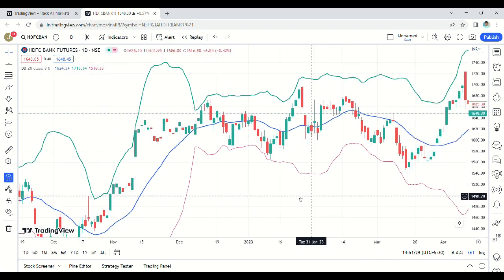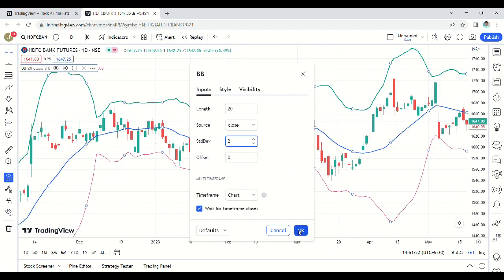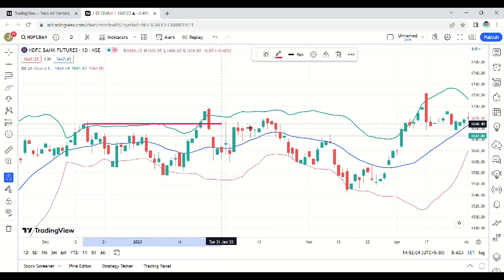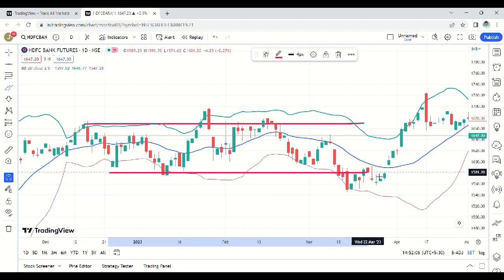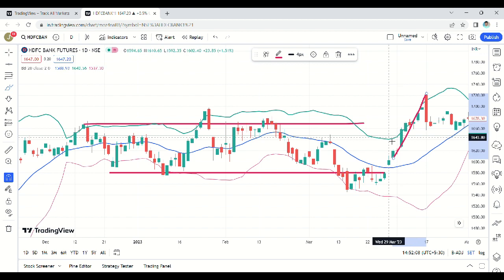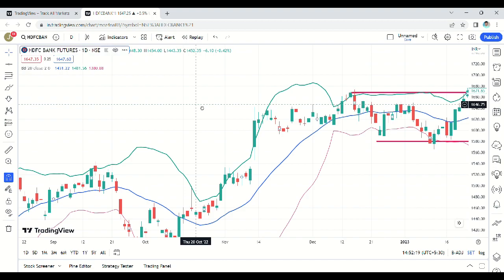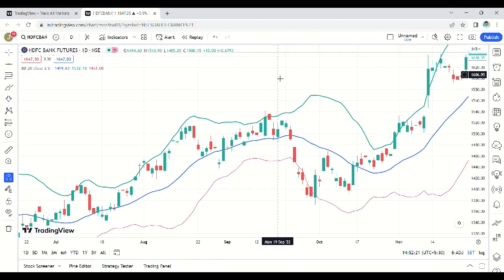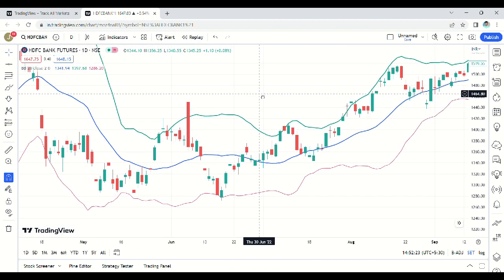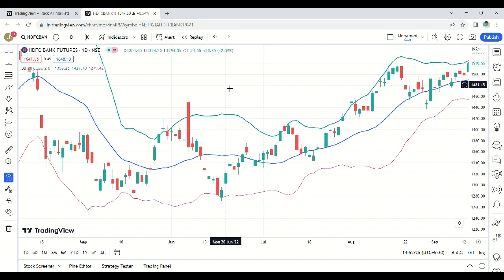So 2 standard deviations gives the perfect signal. Look at this one, consolidating. Next, at volatility time, price touches the upper band and moves perfectly. So 1 standard deviation will give us many signals, 3 standard deviations will give us very rare signals, and 2 standard deviations give perfect signals. That's why we use 2 standard deviations, and it will work like magic.